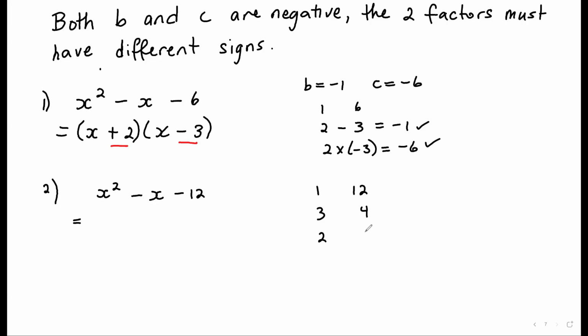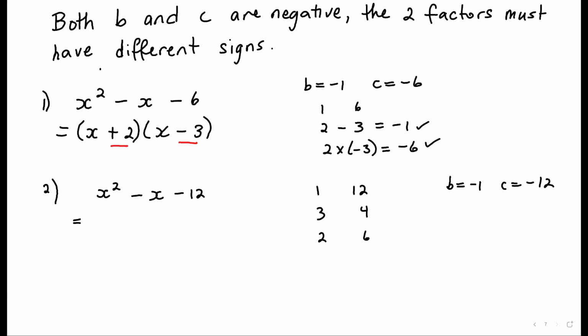Oh, you also have 2 and 6. But the factors here that would give me, in this case, B is negative 1, right? B is negative 1 and C is negative 12. So the two factors have to multiply to give me negative 12 and at the same time add or subtract to give me negative 1.